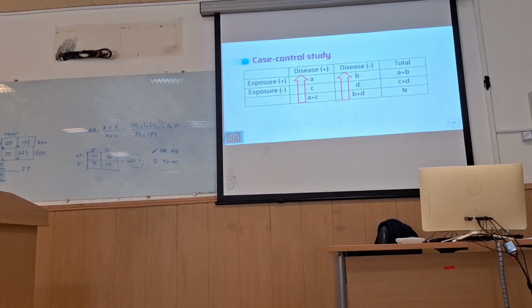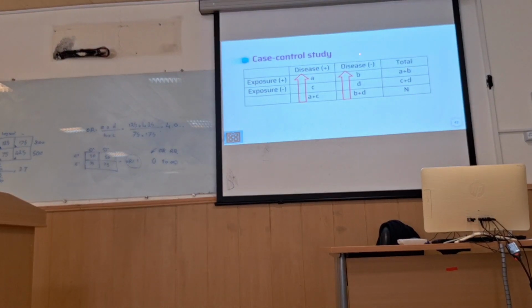The starting point is selecting case and control. After that, you compare the frequency of exposure in case and control. And the only ratio-based indicator to assess an association between exposure and outcome in a case control study is the odds ratio.